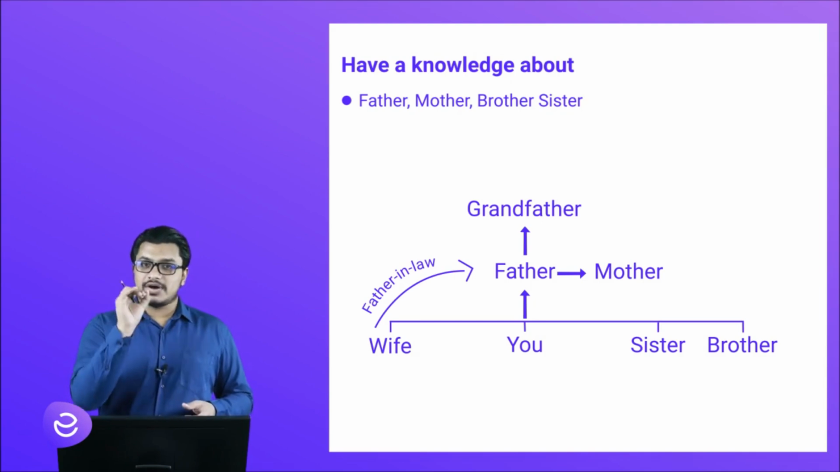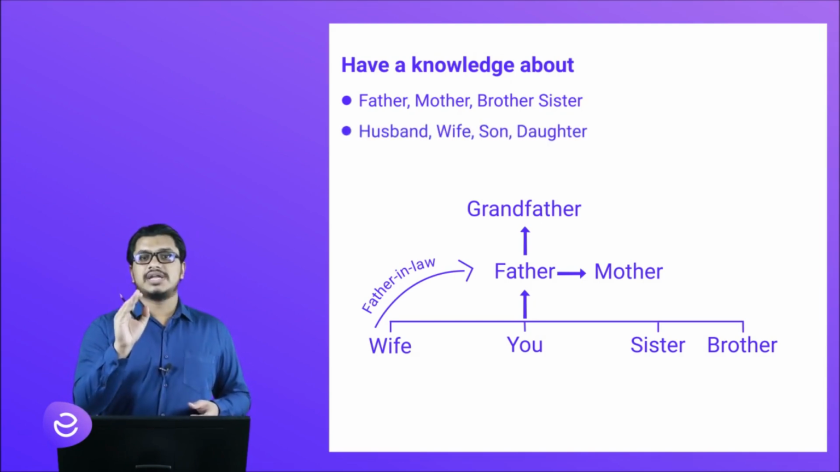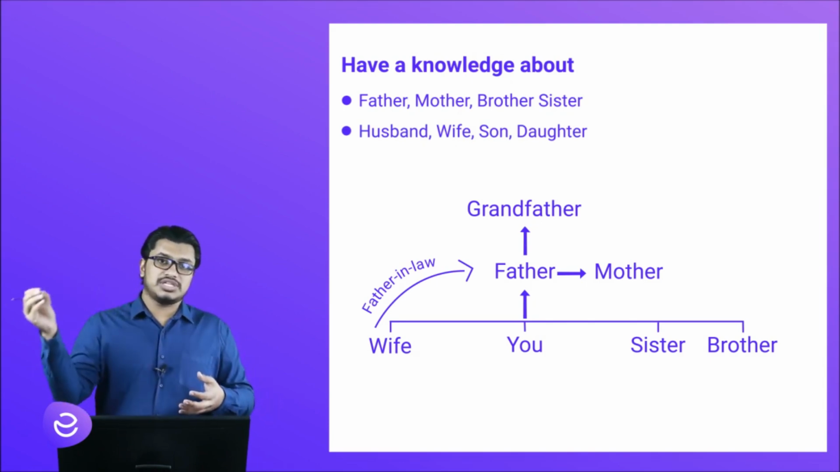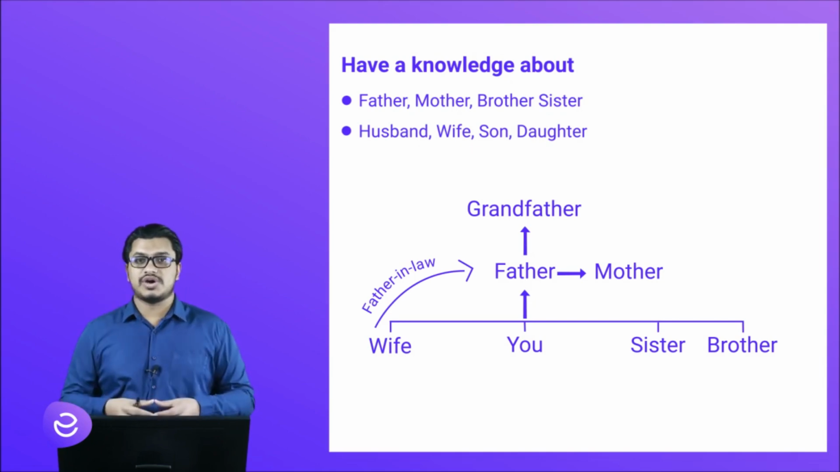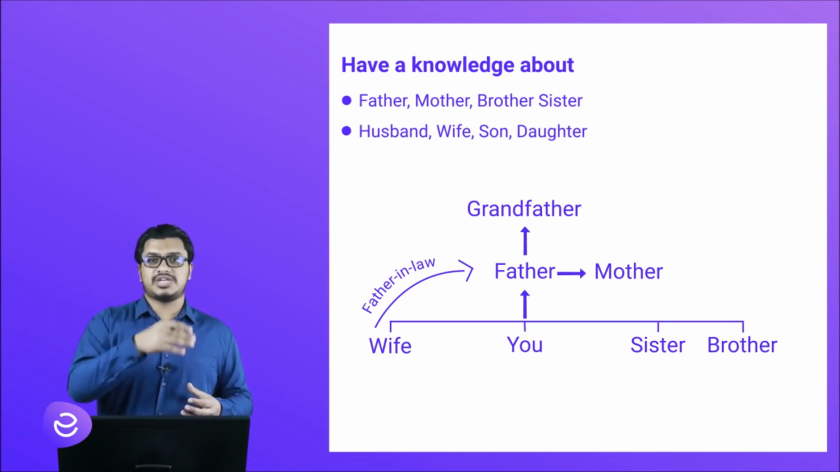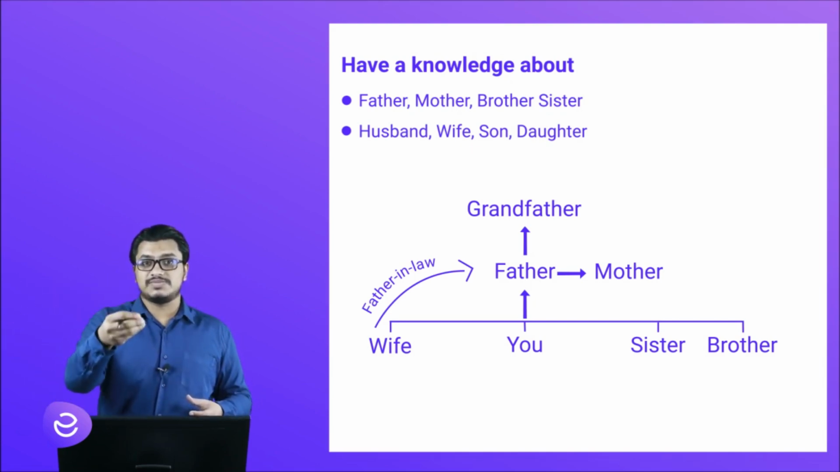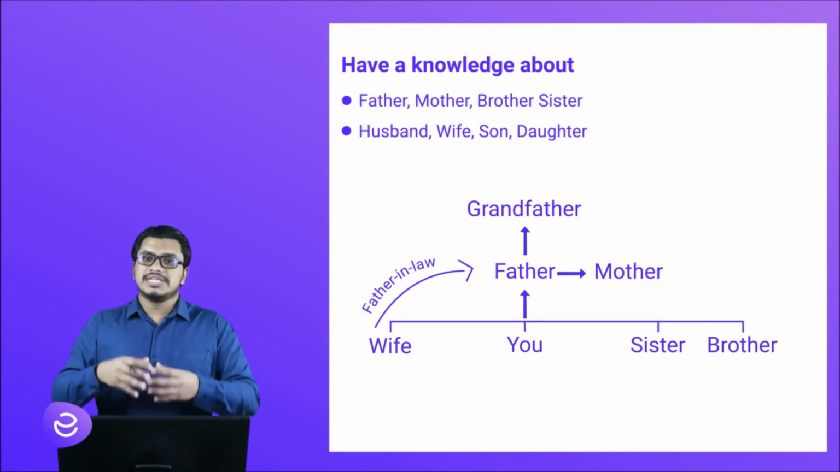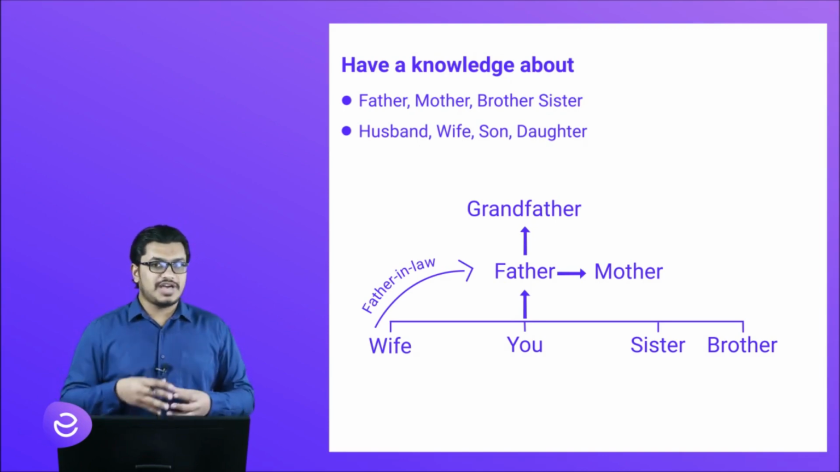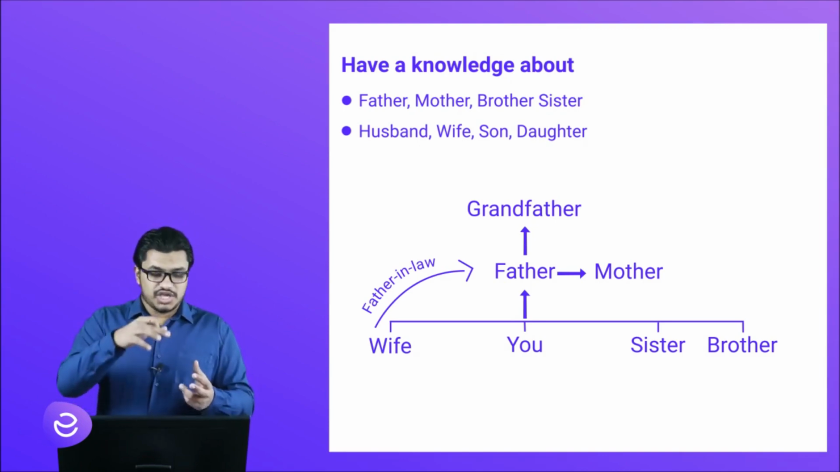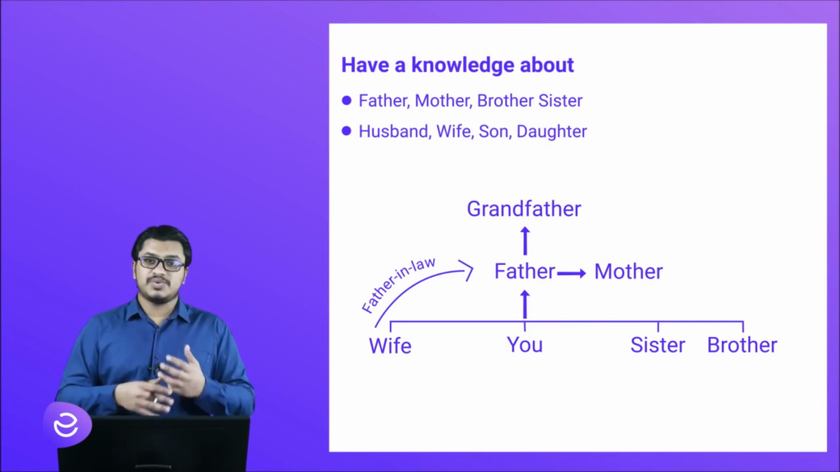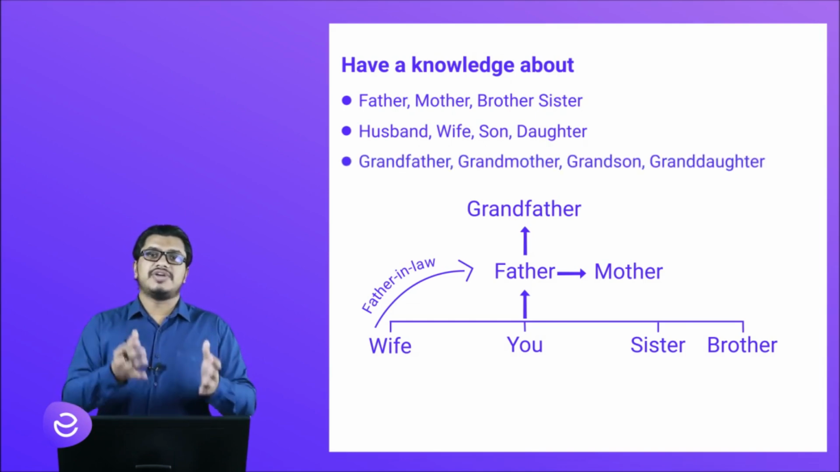Another basic thing is to have a knowledge about your husband, your wife, your son, and your daughter. Similar to the father's case, there is not only one relationship between you and your husband. Your husband is your mother-in-law's son. Your husband is your sister's brother-in-law. That is an indirect relationship. Similarly, you have a lot of indirect relationships among the direct relationships within your family. So you have to have a knowledge about your husband, your wife, your son, and your daughter. Similarly, another direct relationship is between your grandfather, your grandmother, your grandson, and your granddaughter.